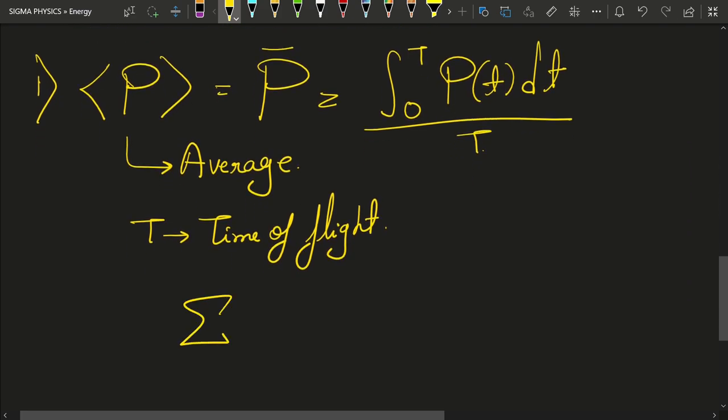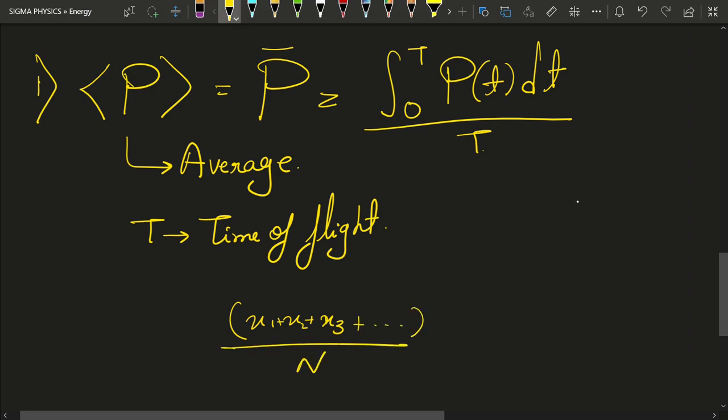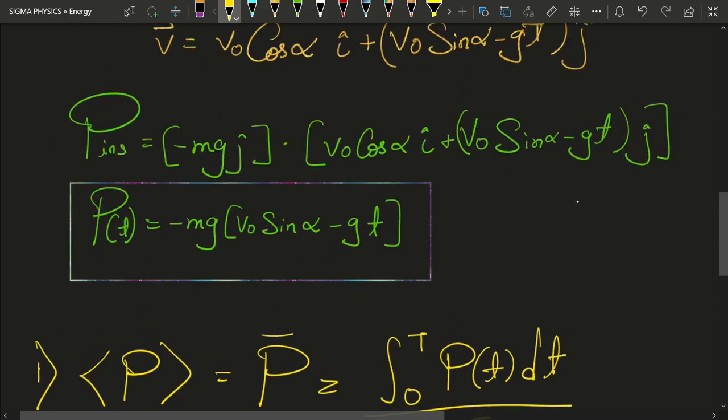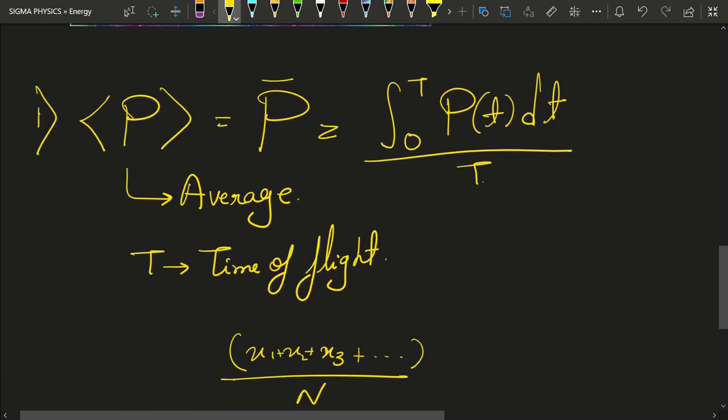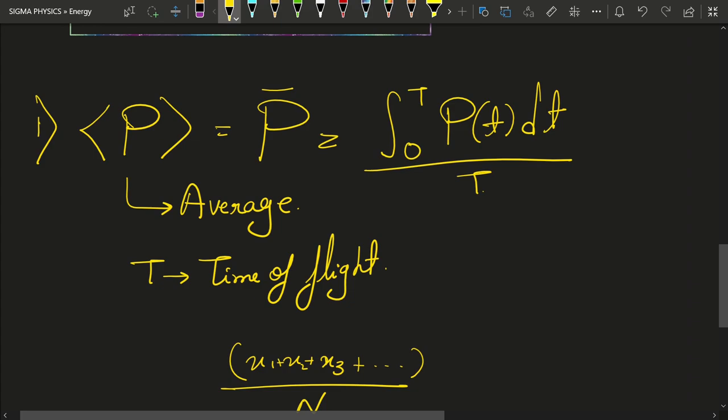You have the sum over some values, x1, x2, x3. So you take that sum, and then what you do is divide by the total number of terms. That is how you take a mean value. But over here, the power or the instantaneous power of the projectile is changing continuously over time. And you know from experience, from whatever I have taught you so far in this channel, that when we move from discrete to continuous systems, the sum becomes the integral. And hence, what we have over here is exactly that.